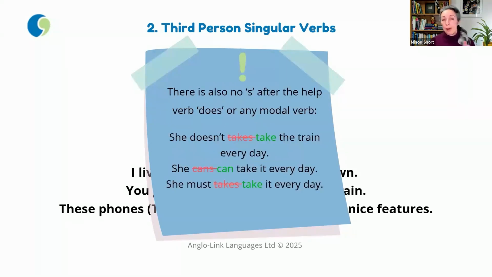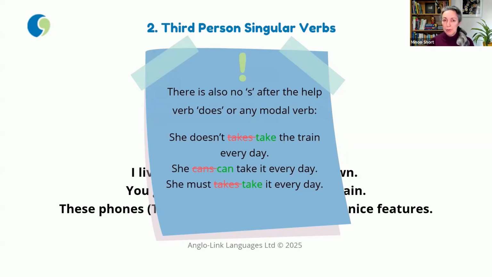There is also no S after the helper verb does or any modal verb. So again, avoid saying she doesn't takes. She doesn't take. The S of the he, she, it is in the helper verb does. She doesn't take the train every day.